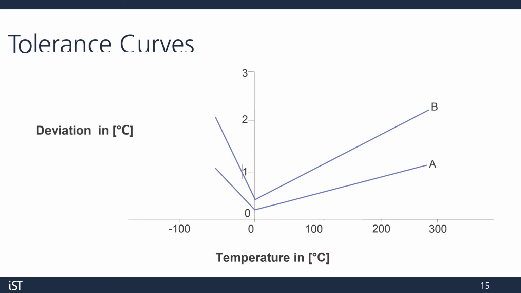Here's an example tolerance curve for two classes of nickel sensors. It's important to note that the deviation is an absolute value, meaning it can be an error in the positive or negative direction. Also, note that the tolerance is different here on the positive and negative temperature range for nickel. For platinum, it's symmetrical around 0 degrees, or the y-axis.